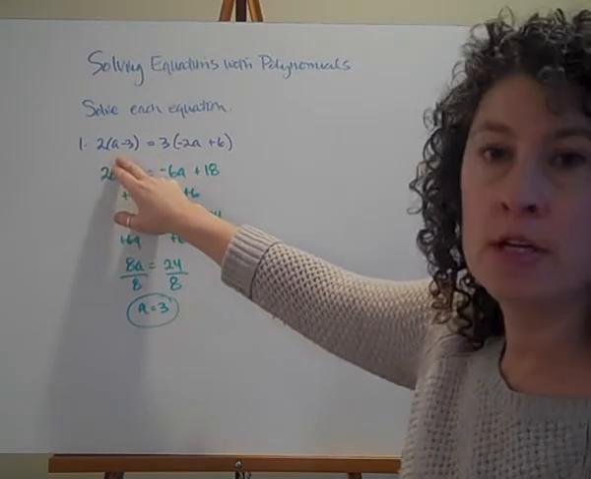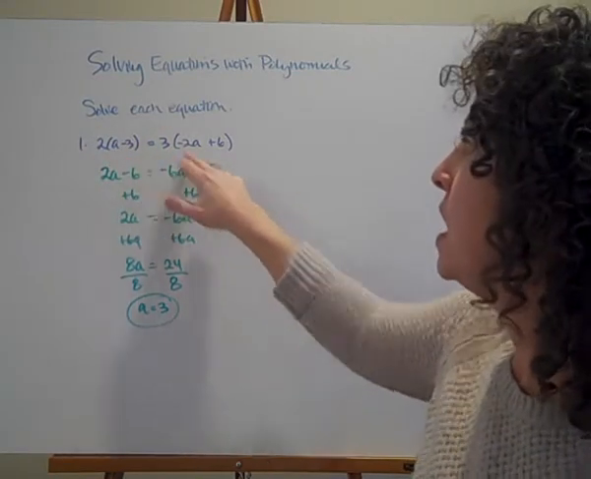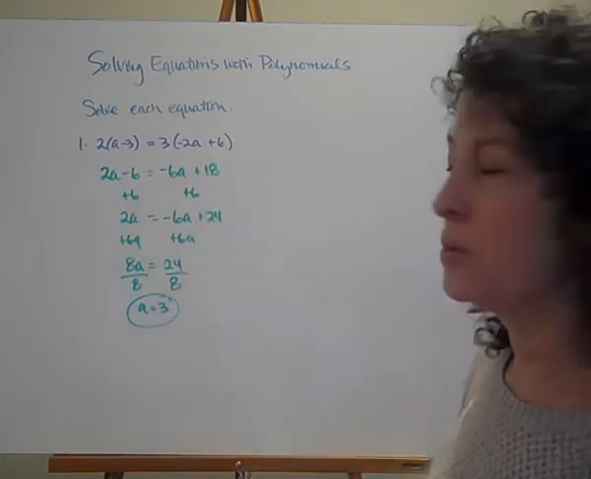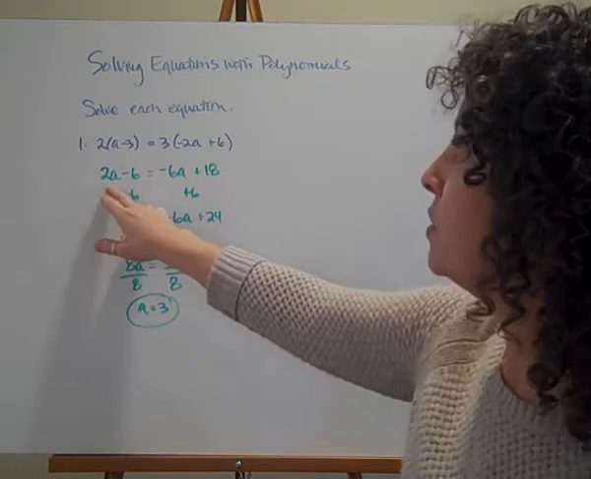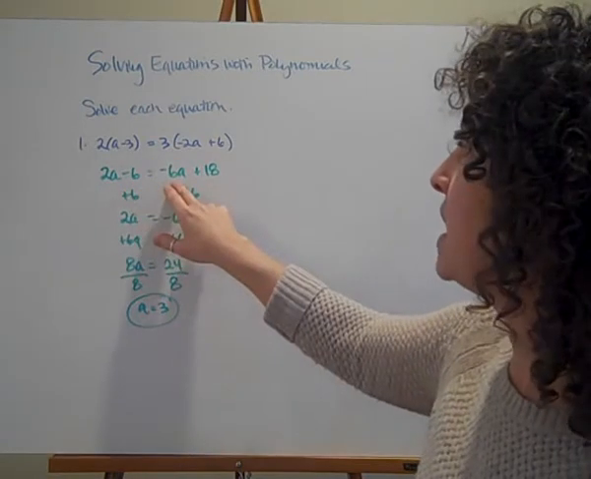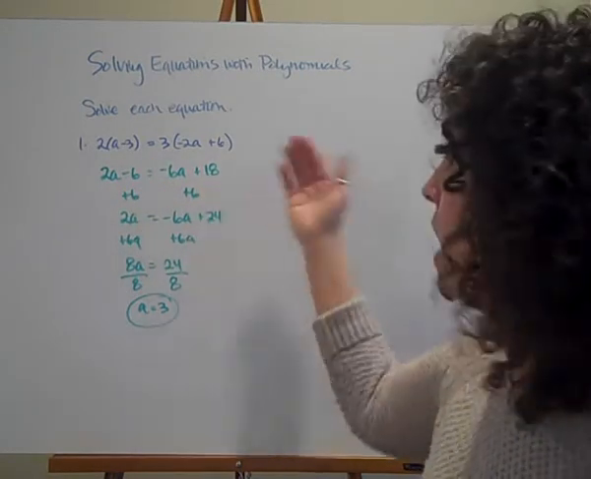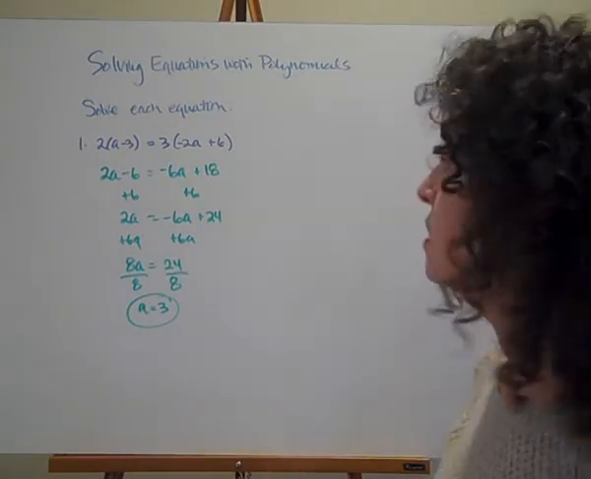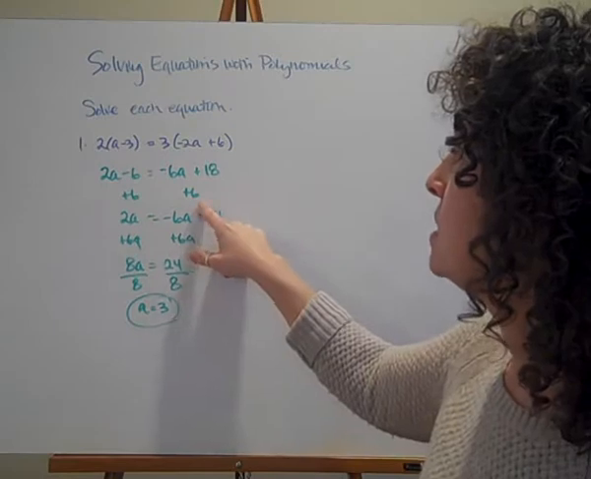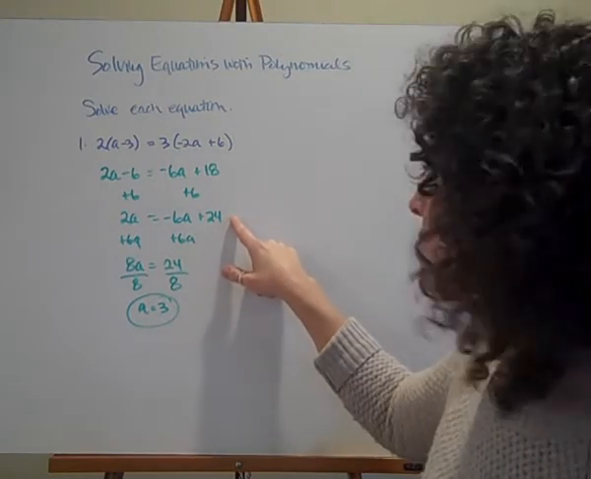I have 2 times (a minus 3) equals 3 times (negative 2a plus 6). Order of operations, let's get rid of the parentheses first. So I end up with 2a minus 6 equals negative 6a plus 18. And from here, I'm going to get my variables on one side and my constants on the other. So I'm going to add 6 to both sides. I get 2a equals negative 6a plus 24.